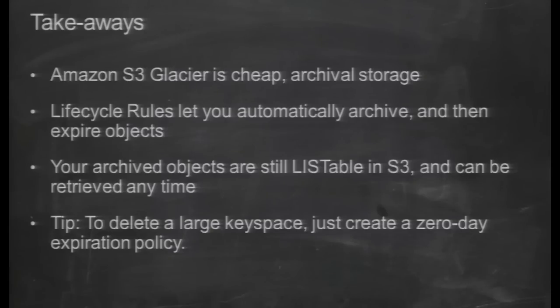And once I've archived an object, it's still listable in the S3 API. So I can still list my logs prefix, and it will show me objects of any age. But those objects that are still in S3 standard storage are immediately gettable, and objects that have been transitioned to Glacier require a restore. And then 3 to 5 hours later, I can issue gets like I normally would against those objects. And when I do that restore, I specify a time period that I want that object to remain available in standard S3 storage.